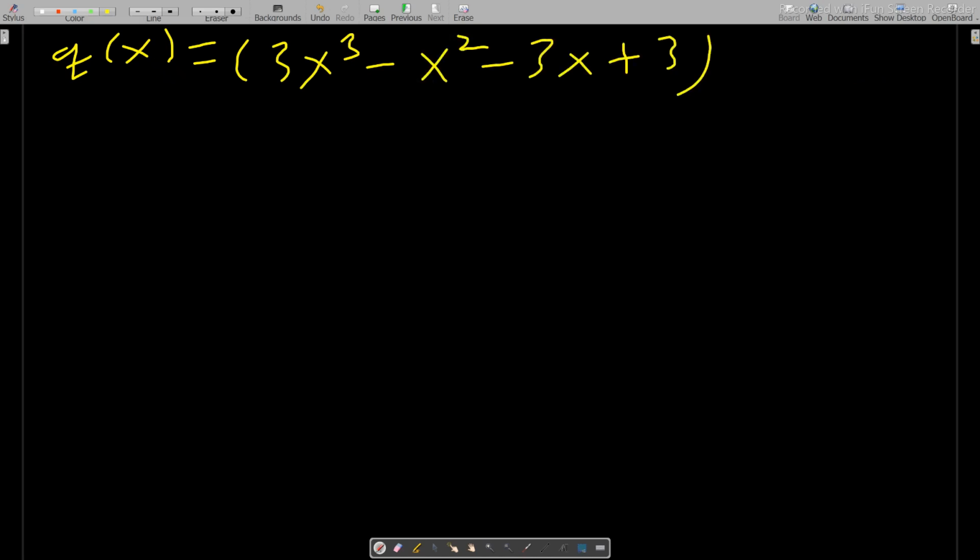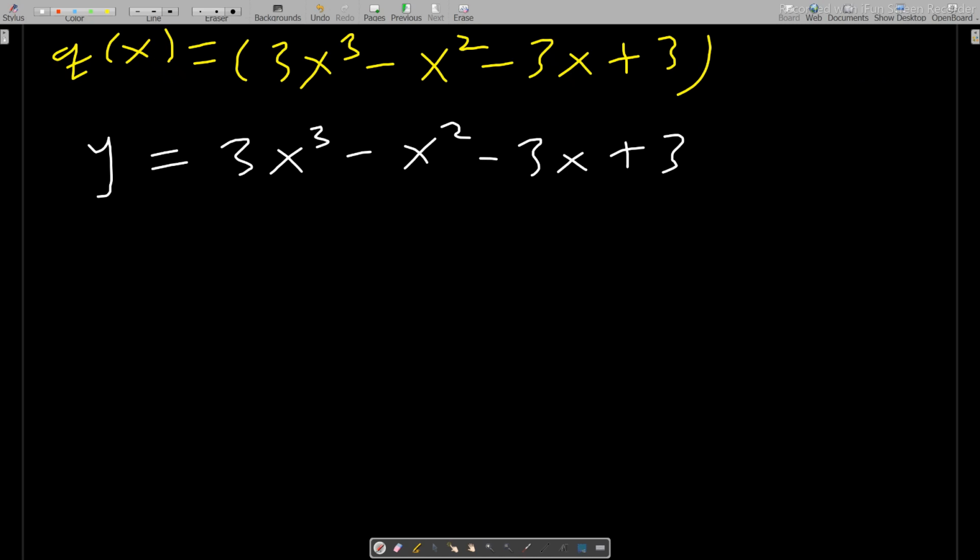So q of s here now is equal to 3s cubed minus s squared minus 3s plus 3. So with this, you know that y equals the quotient, which is q of s, 3s cubed minus s squared minus 3s plus 3, is our curvilinear asymptote. Our CA. All right, I hope this was okay.